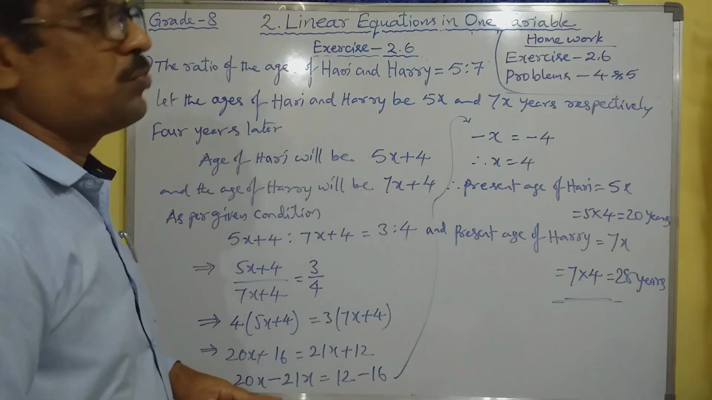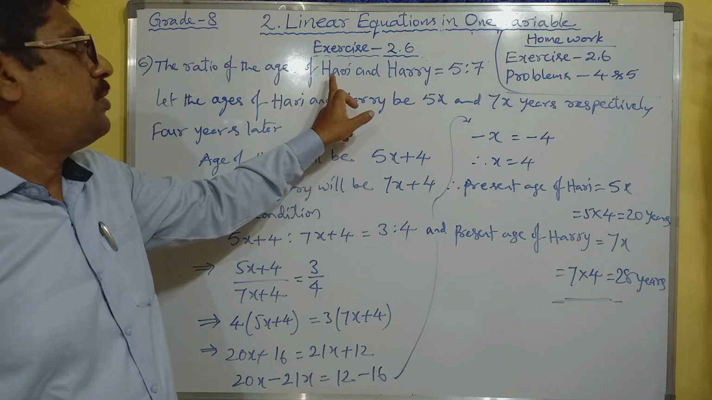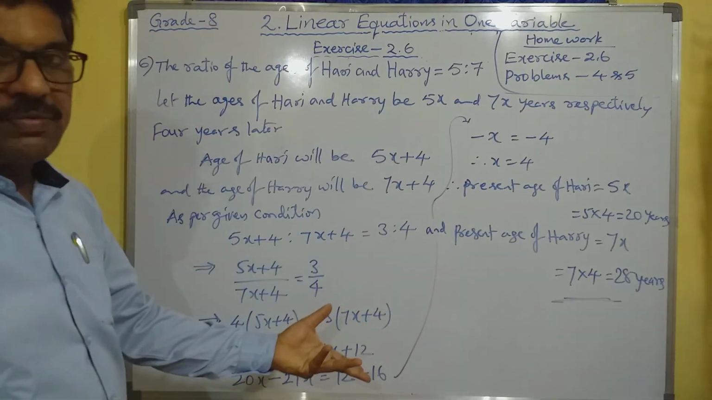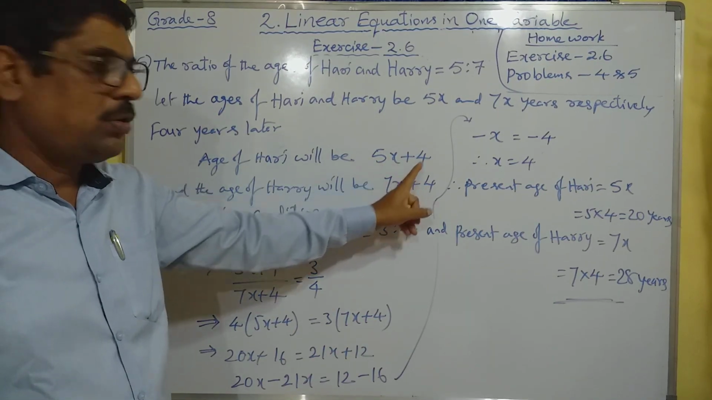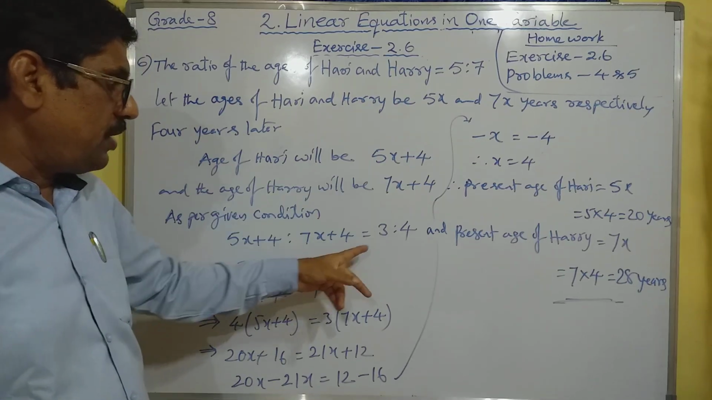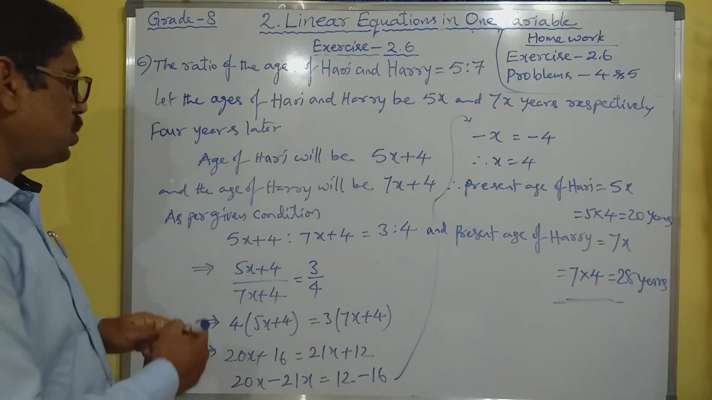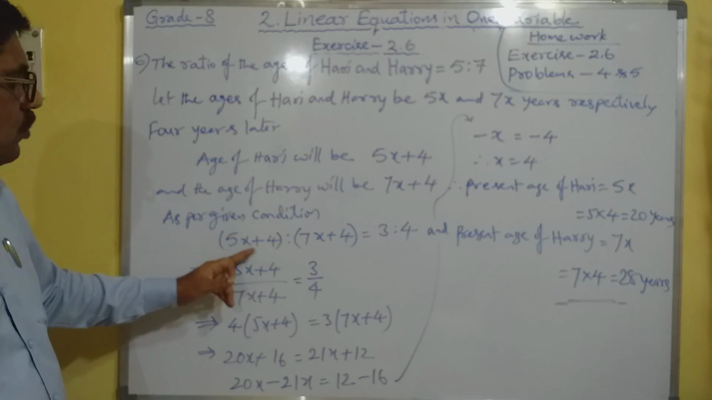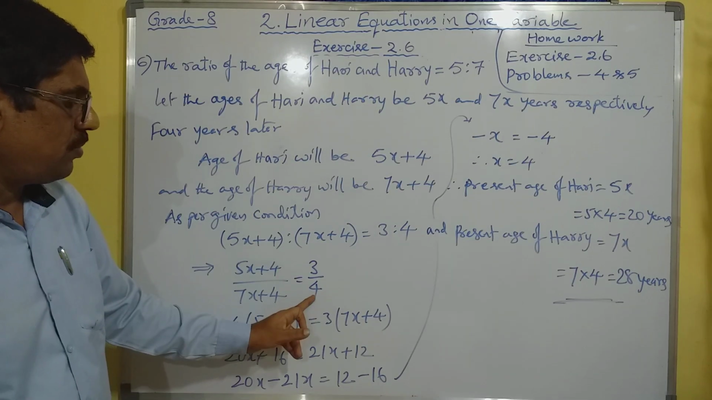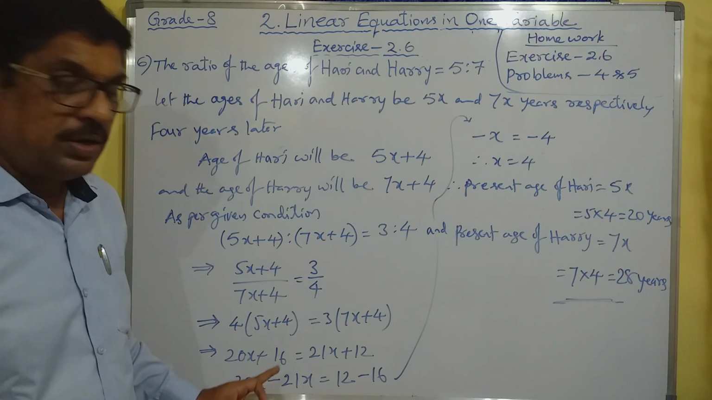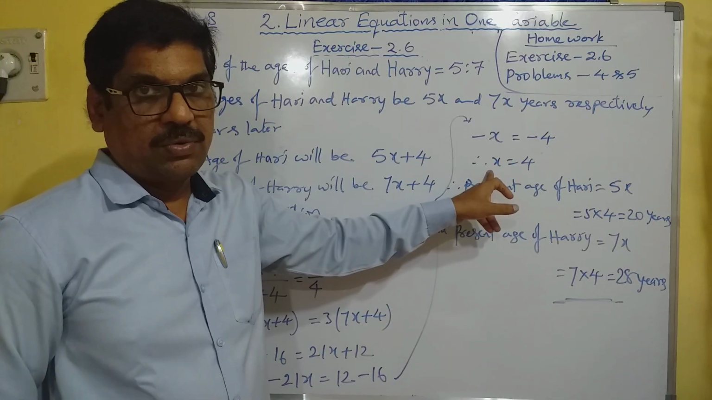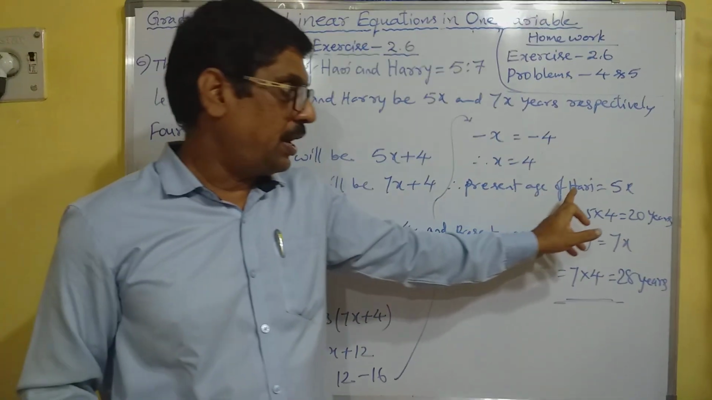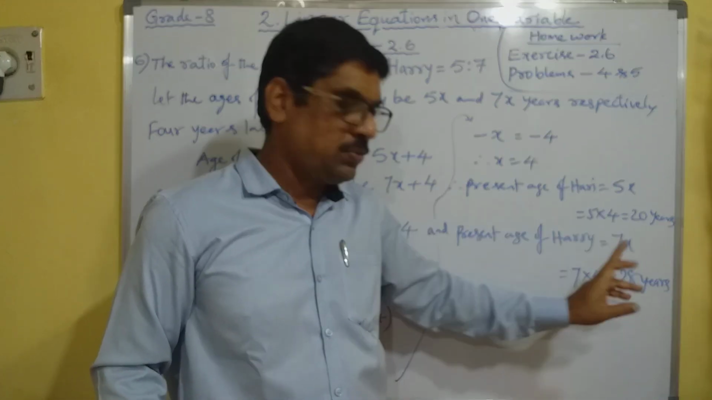Let us go through this problem once again. The ratio of the ages of Hari and Harry is given as 5:7. So we have taken 5x and 7x. So 4 years after means the ages will become 5x plus 4, 7x plus 4. This ratio is given as 3:4. So we have written 5x plus 4 by 7x plus 4 is equal to 3 by 4. By doing cross multiplication and simplification, we get the x value 4. So when you substitute the x value 4 in the place of 5x and 7x, we get the ages of Hari and Harry as 20 years and 28 years.